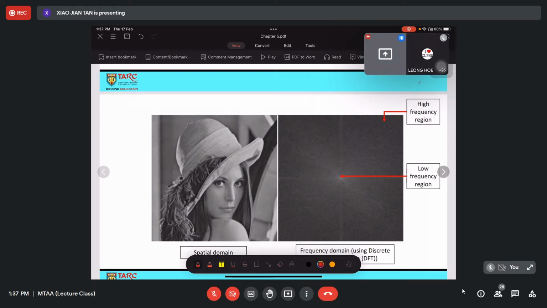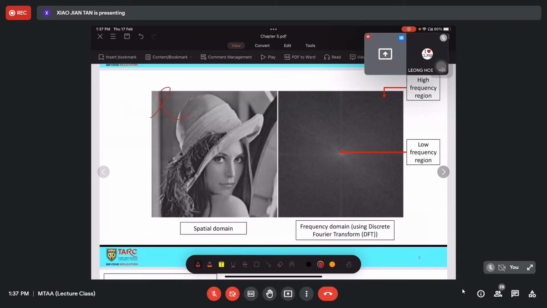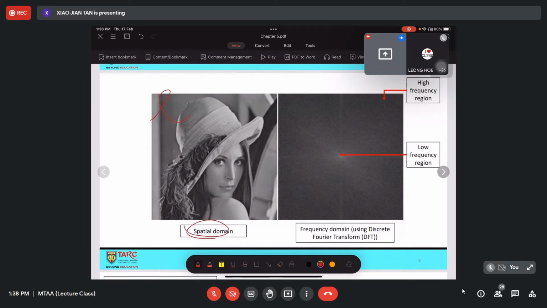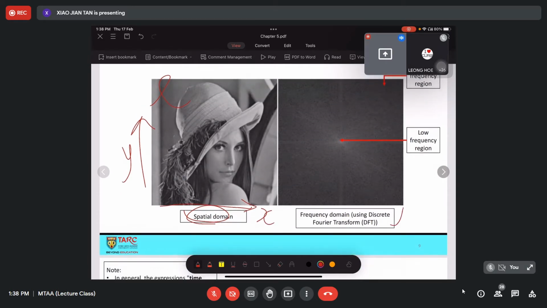This is called Lena, I think, a .jpg or TIF. This image is considered a natural image. It is in grayscale and in the spatial domain. Spatial domain means in the x and y axes. And this is the frequency domain using the DFT.